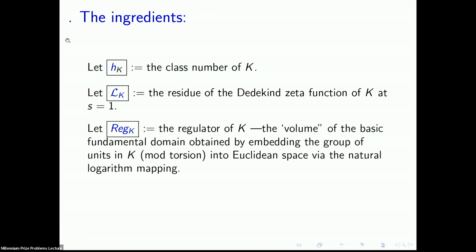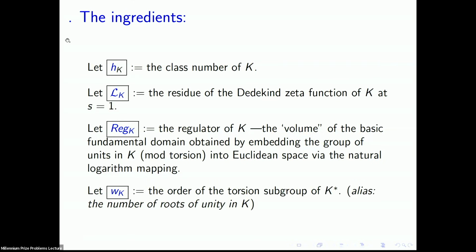Okay? The regulator, you take the group of units in the number field, mod torsion, and you can embed it into Euclidean space just by taking sort of a natural logarithm mapping, and then you get a lattice. The lattice has a fundamental domain. The fundamental domain has a volume, and that is the regulator of K. And WK is, you can call it the order of the torsion subgroup of K star if you want to be, well, anyway, it is just the number of roots of unity in K.